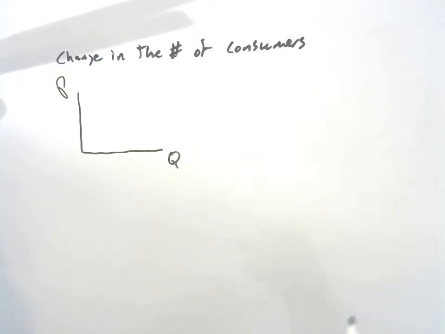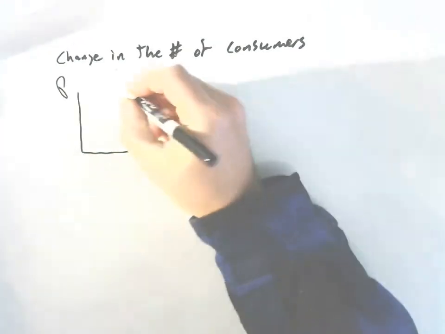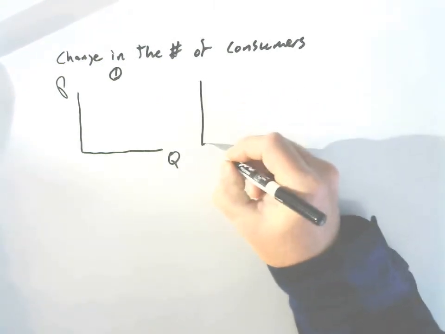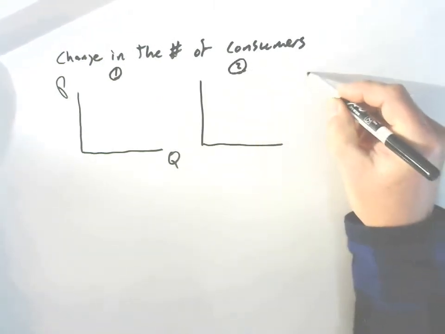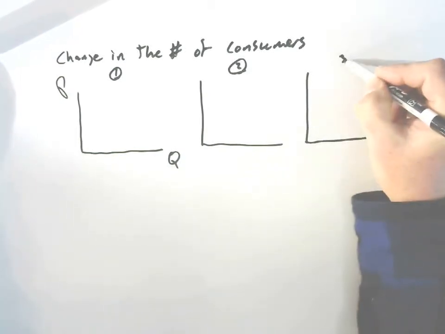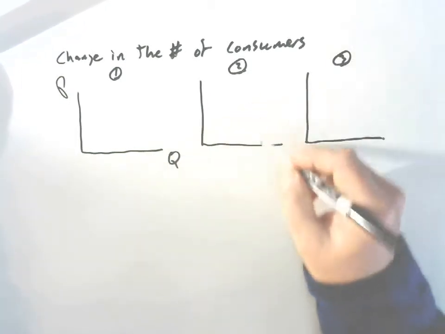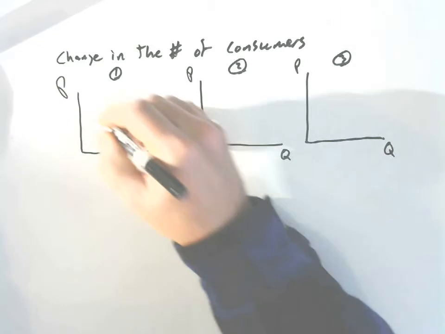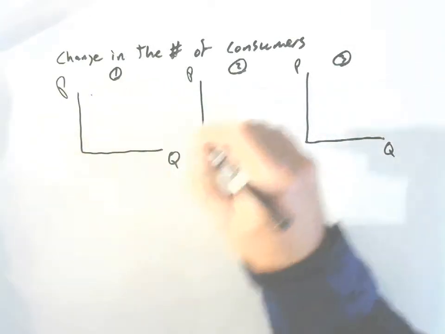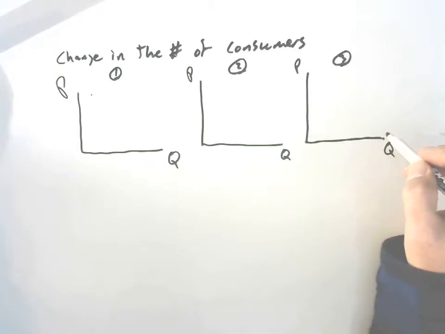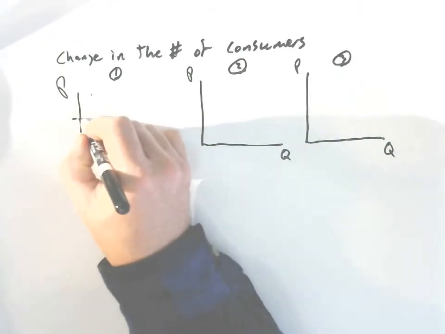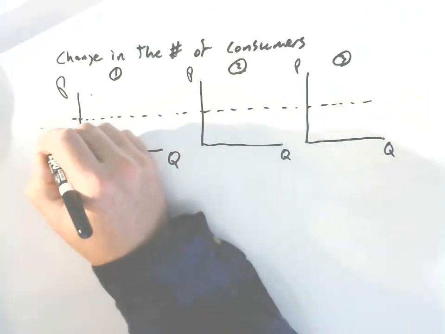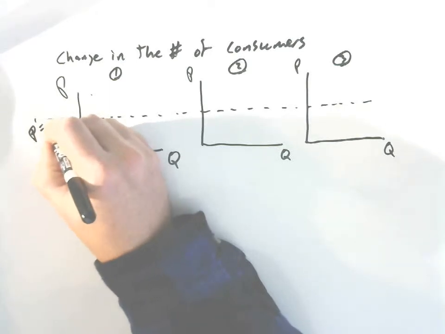Okay, so assume it's you and two of your friends that you're analyzing, and this is the demand for friend number one. This is the demand for friend number two, and this is your demand, and we're just going to call it number three. Each of you has a demand for hamburgers that satisfies the law of demand. In other words, all of your demand curves are downward sloping. Now let's assume that the price of a hamburger is $2.50.